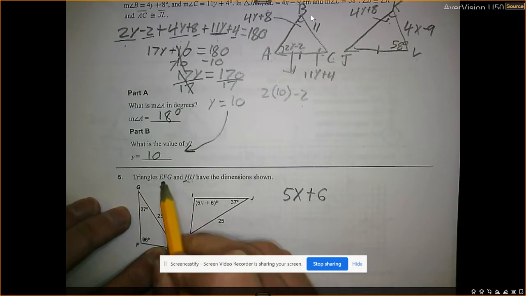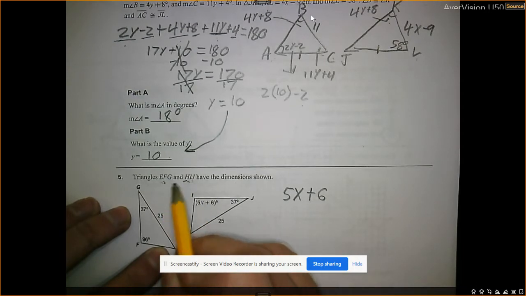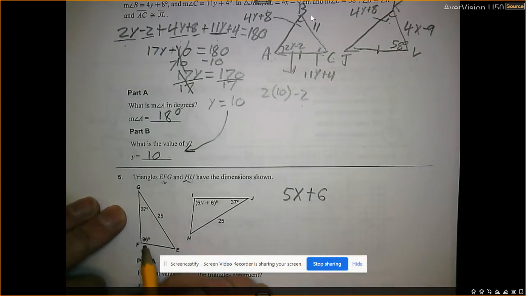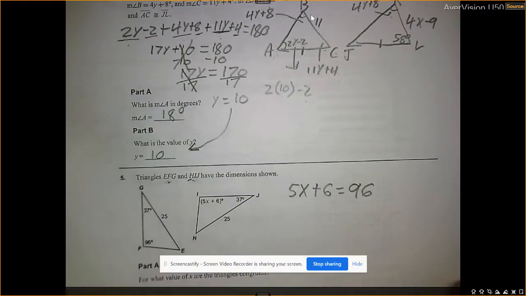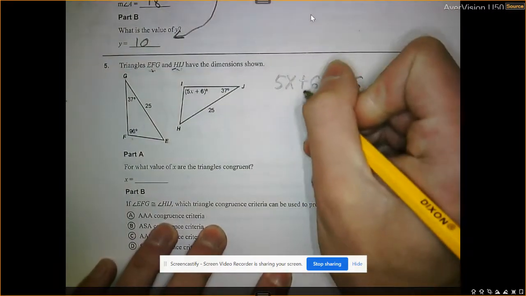Because if they are saying these two are congruent, well then I is the middle one here, so F is the middle one here. So those go together. F is 96, so I can set it equal to 96. Okay, then I just solve for x.